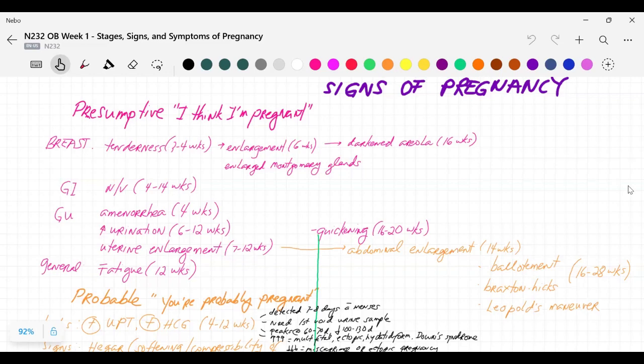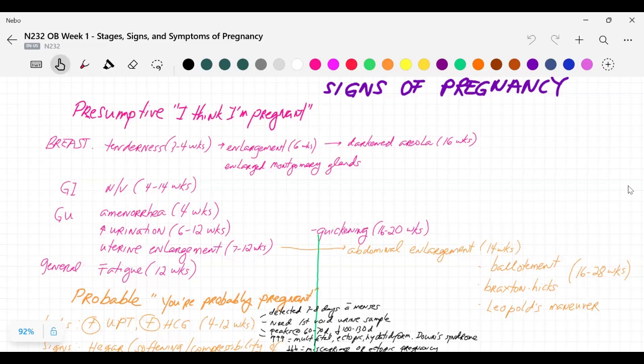But there's also quickening here. Quickening means that you're feeling the baby move, but this is subjective. Okay, so you say, oh, I felt the baby move. Well, that could be gas. You don't know, right? But typically, if it is an actual quickening, it's felt at 16 to 20 weeks, or second trimester.